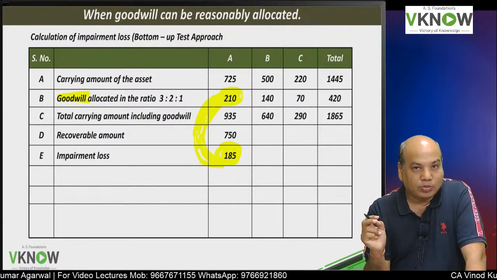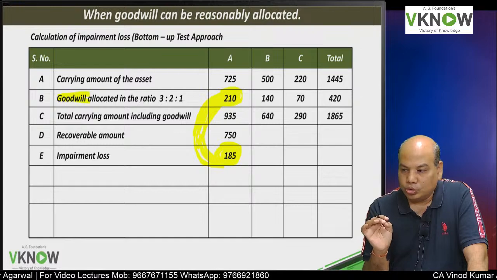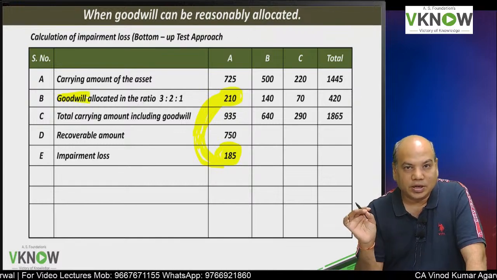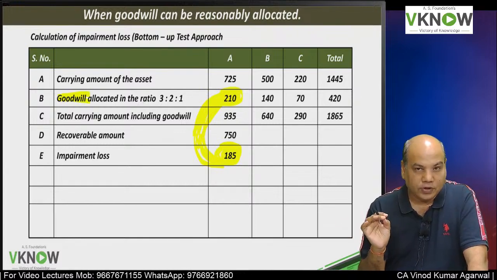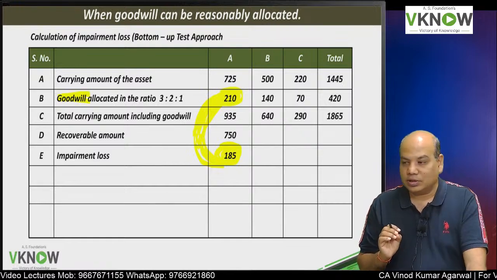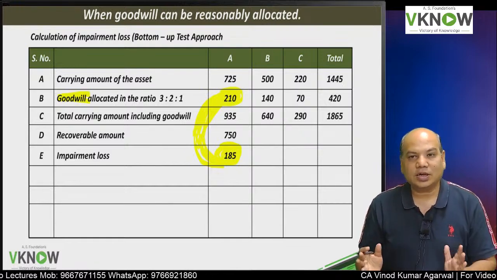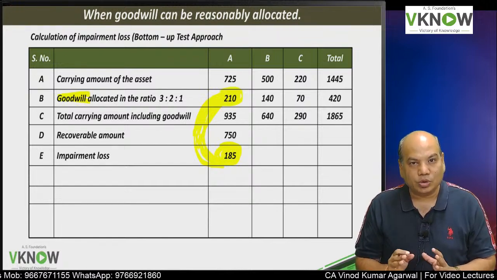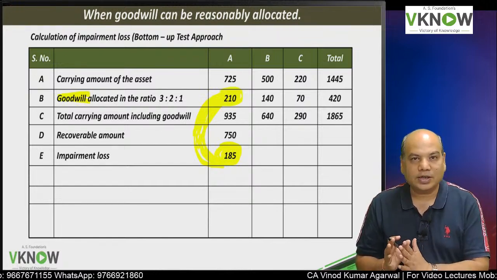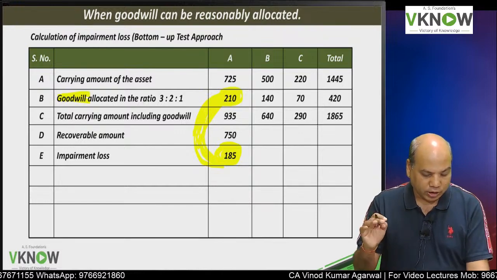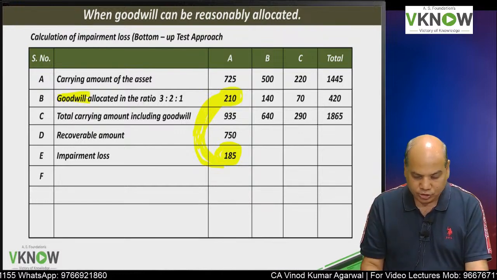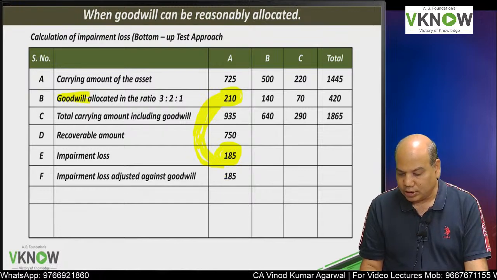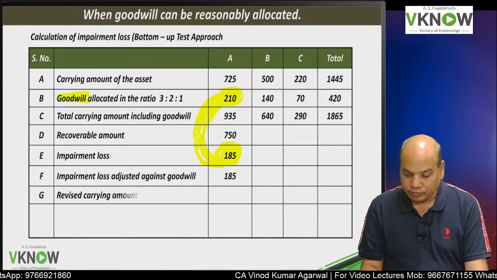Sir, why do we allocate to goodwill first? Goodwill represents the excess earning capacity. If the unit is impaired, that means the excess earning capacity has been lost. So the first casualty will be goodwill. The first item to be written off will be goodwill, and then the other assets of the CGU. So I will allocate impairment loss to goodwill.